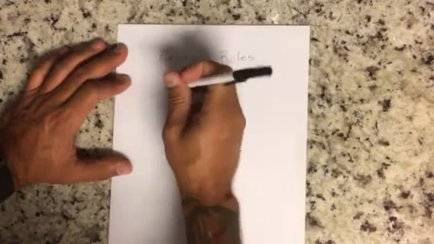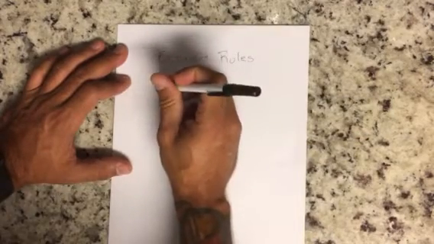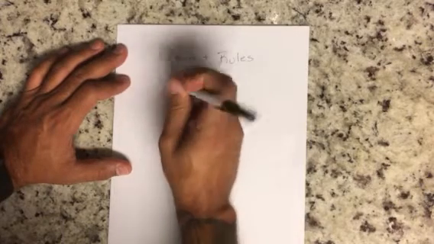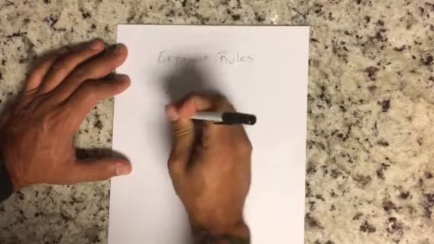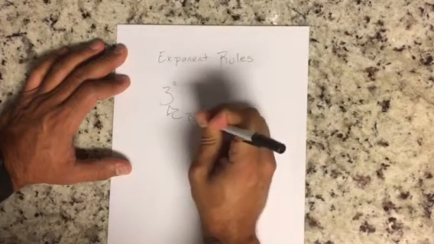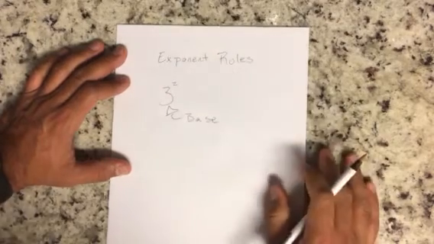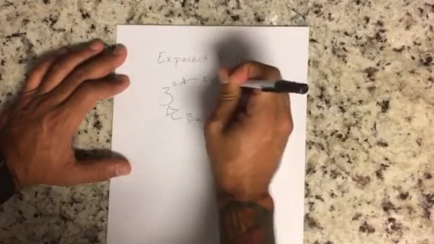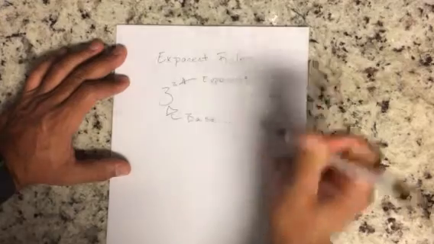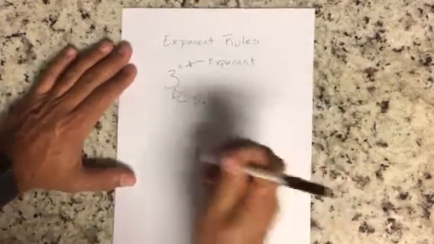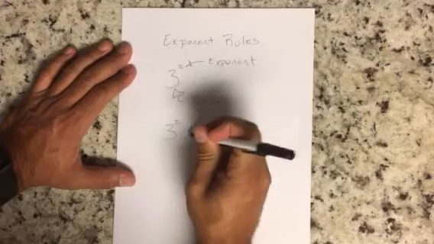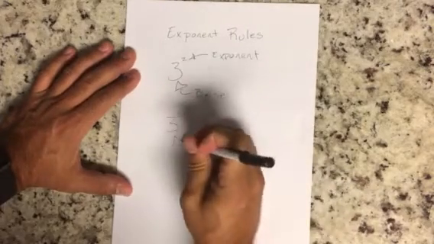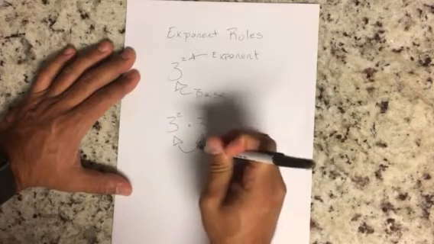The first one is when you're multiplying the same base with exponents. A base is, if I have something like 3 squared, 3 is the base. It's the part that has the exponent. These rules only apply when the bases are the same, meaning I have something like 3 squared times 3 to the 4. The two bases are the same, the 3 and the 3.